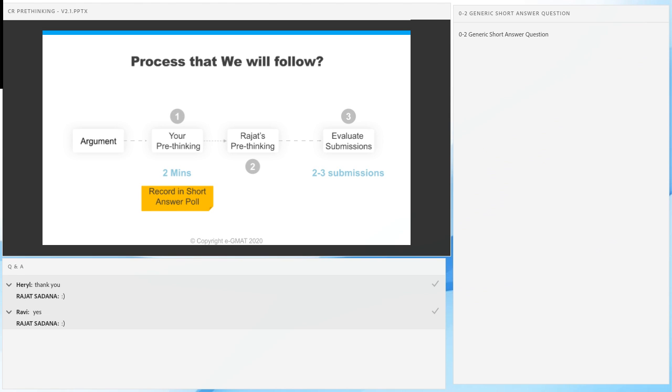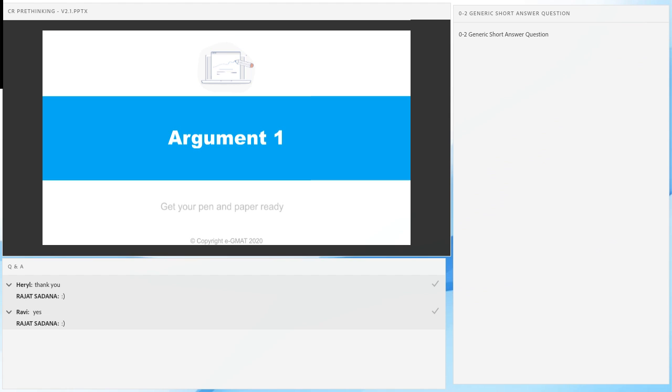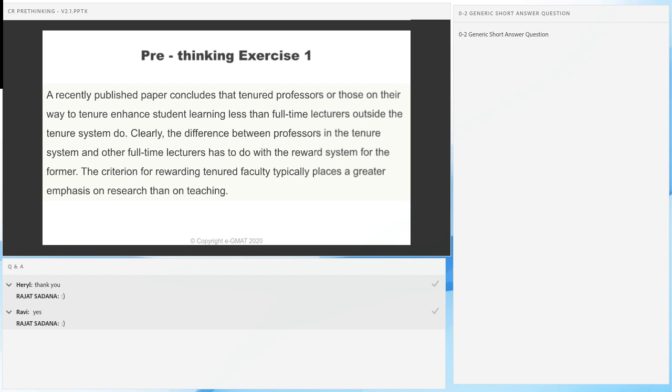Before I share my argument, get a pen and paper ready. 3, 2, and 1. Here is the argument. I'm going to mute myself. You have 3 minutes. Tell me, what does the author assume here?